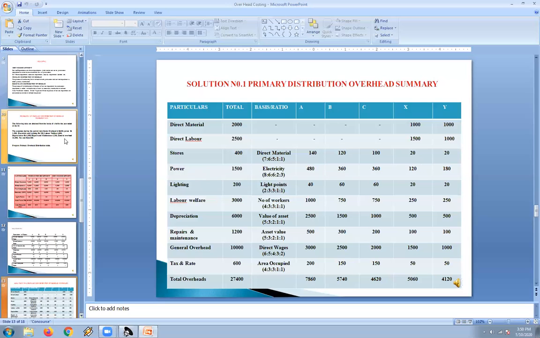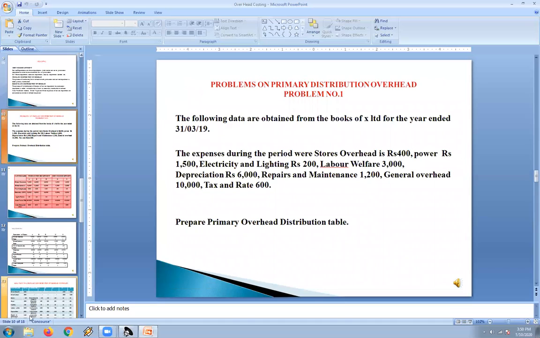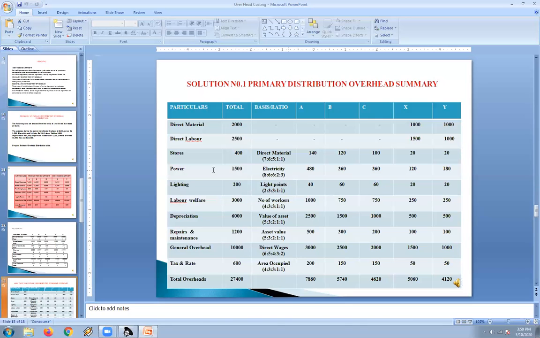Similarly, one more expense given is power of 1,500. Again, it has to be apportioned to all the departments. We are going to allocate the power of 1,500 on the basis of electricity ratios, 8:6:6:2:3. Totalling all the ratios, we get 25. That is 1,500 into 8 by 25, 1,500 into 6 by 25, 1,500 into 6 by 25, 1,500 into 2 by 25, and 1,500 into 3 by 25.